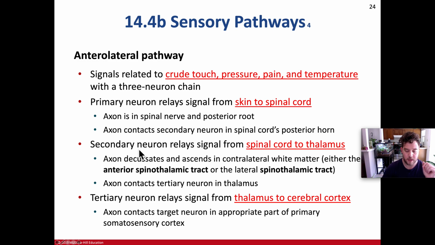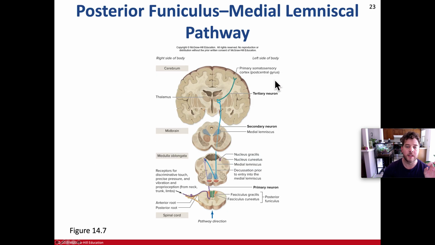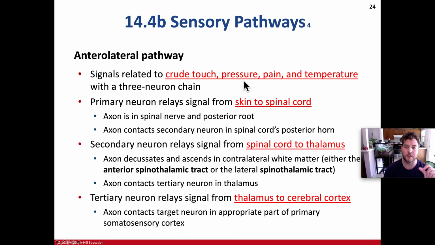Okay. So this one does relay signals due to touch and pressure, but it's going to be more for crude touch, crude pressure. It's hard for us sometimes to think that when I touch something, it's not just one receptor that's relaying all its information. This water, it's cold. So I have some receptors that are detecting the temperature. I have some receptors that are detecting crude touch. Is it hard or is it soft? Is it squishy or is it not?